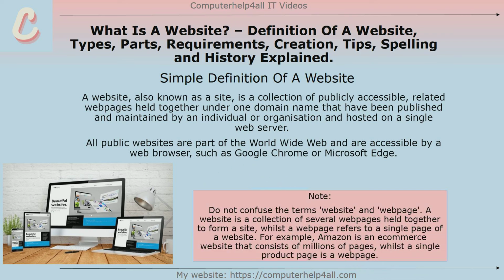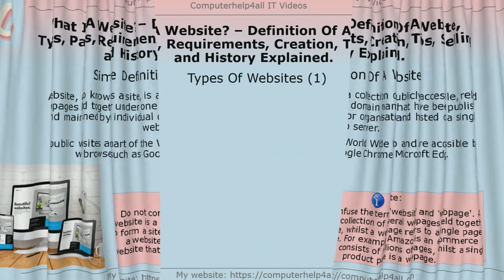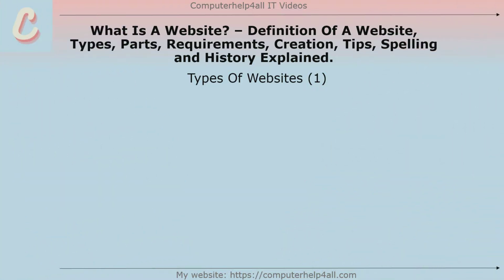Do not confuse the terms website and web page. A website is a collection of several web pages held together to form a site, whilst a web page refers to a single page of a website. For example, Amazon is an e-commerce website that consists of millions of pages, whilst a single product page is a web page. Websites come in a wide range of types.